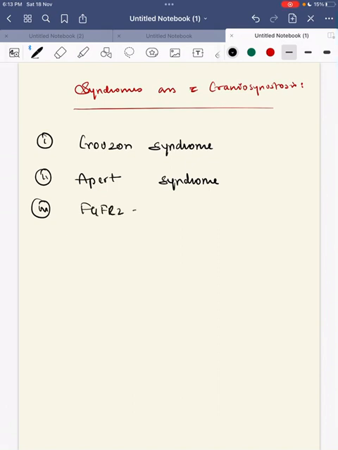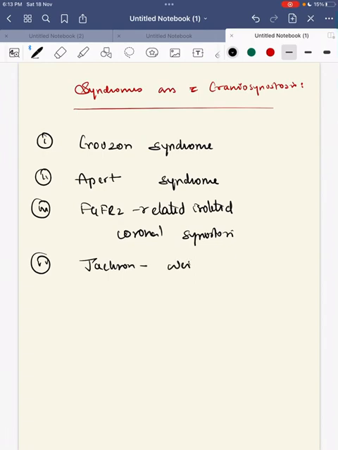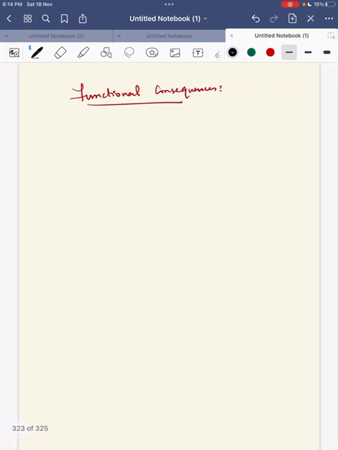Next, syndromes that are associated with craniosynostosis. First is Crouzon syndrome. We have seen the differentiation of Crouzon syndrome and Apert syndrome already in the previous video. Third, FGFR2 related isolated coronal synostosis. Fourth, Jackson-Weiss syndrome. Fifth, Pfeiffer syndrome. These are a few examples of syndromes associated with craniosynostosis.